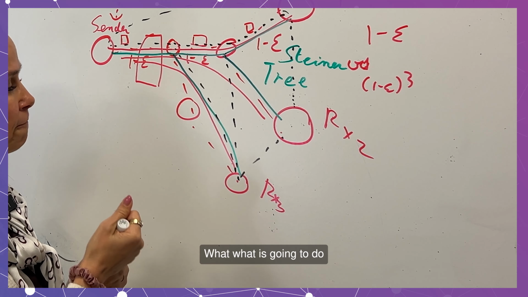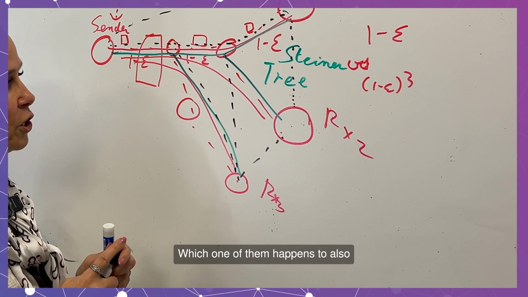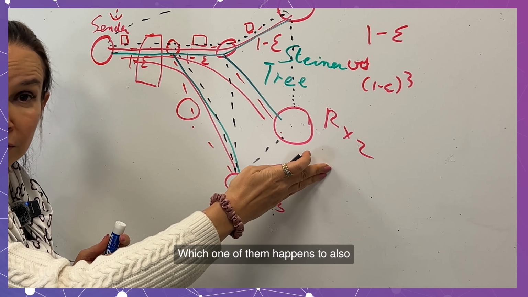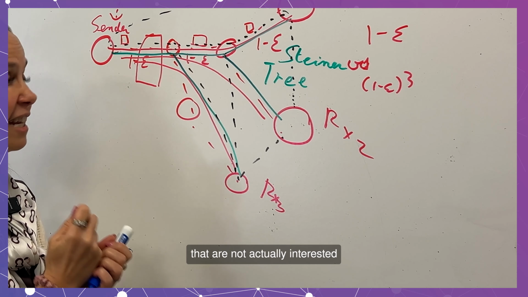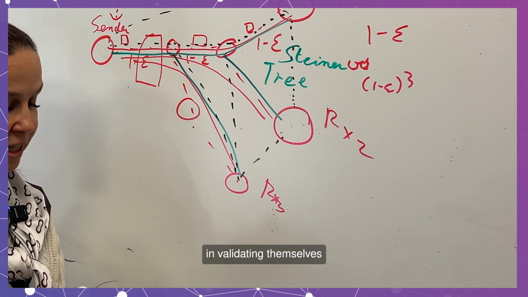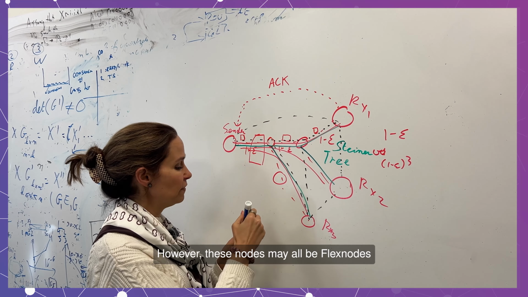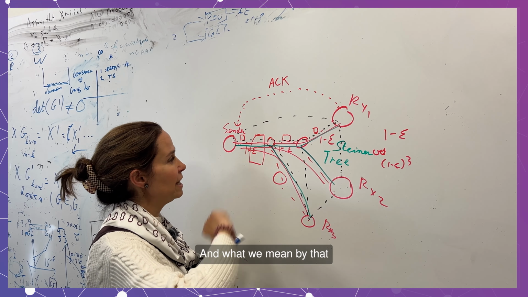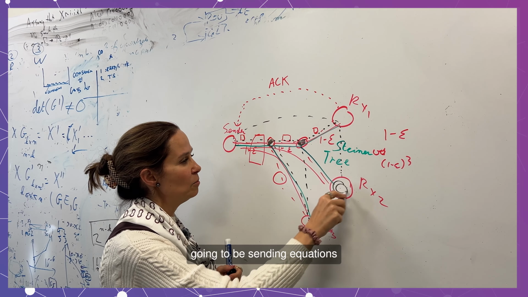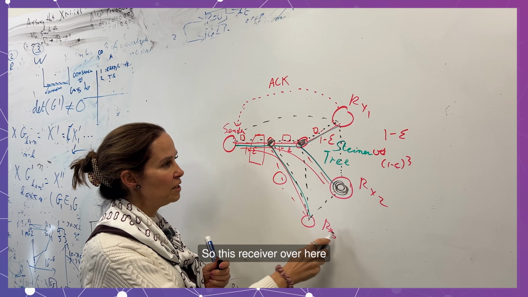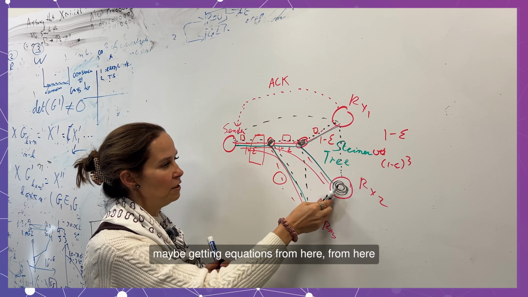What it's going to do is it's going to be connecting to these 3 nodes, one of which happens to also be a validator, and these 2 intermediate nodes that are not actually interested in validating themselves. However, these nodes may all be Flexnodes. And what we mean by that is that they are all going to be sending equations. So this receiver over here may be getting equations from here, from here, from here.